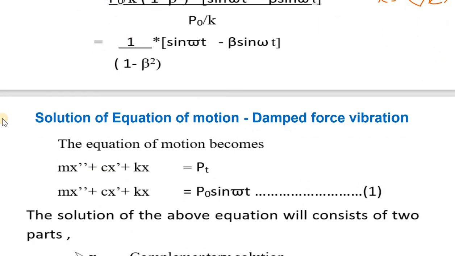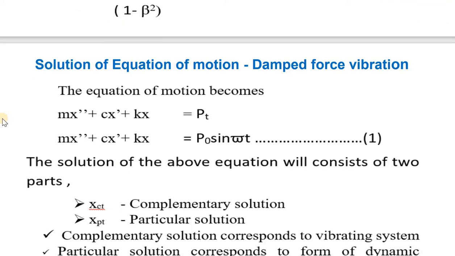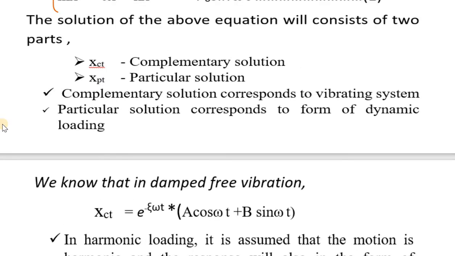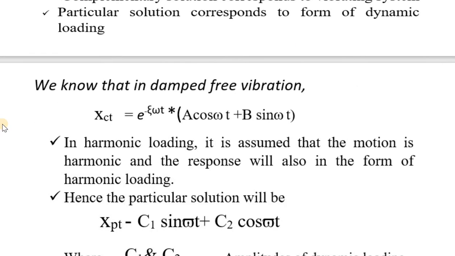Now let us look into the next topic. In the last topic, c was 0. Now c is there, that is, damped. So this is our equation. Again it consists of two solutions, x_c of t and x_p of t, that is, a complementary solution and a particular solution.